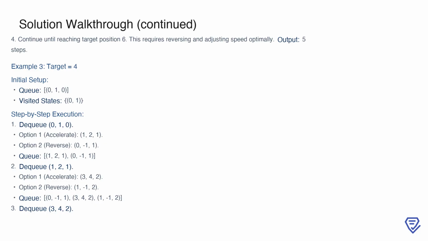Next, we dequeue 1, 2, 1. Accelerating results in the state 3, 4, 2, while reversing results in 1, -1, 2. These are added to the queue, leaving 0, -1, 1, 3, 4, 2, 1, -1, 2. Then, we dequeue 3, 4, 2.